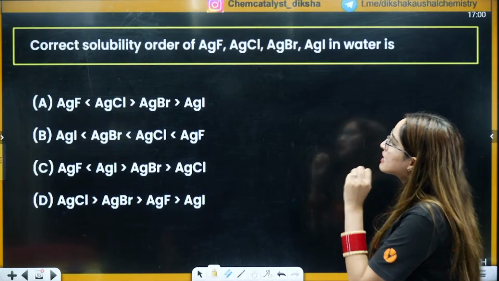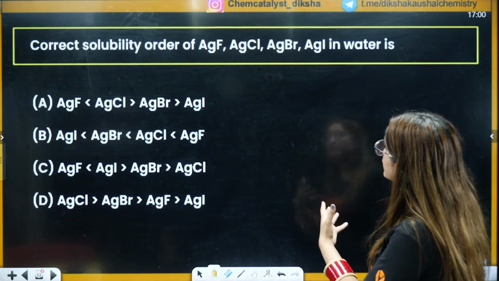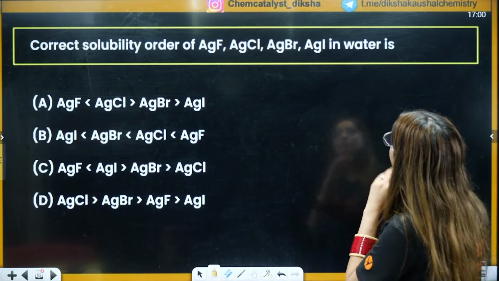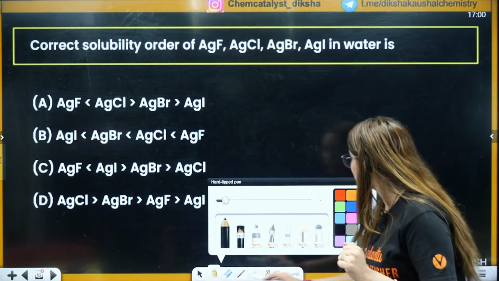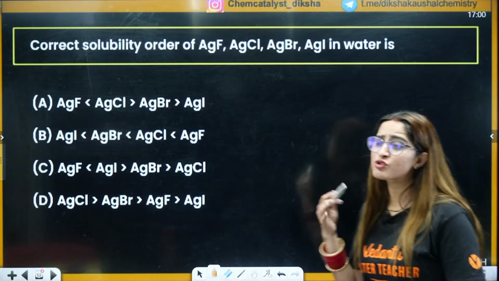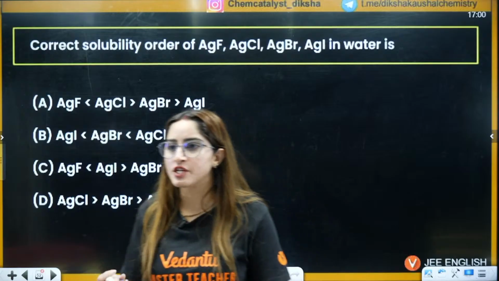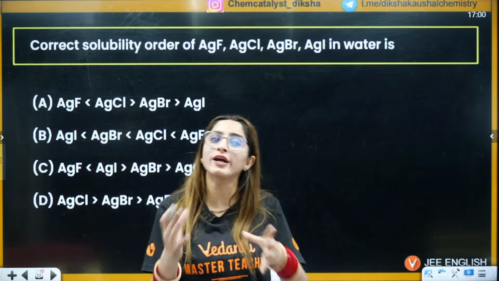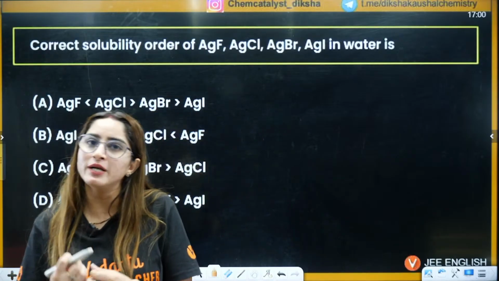Next is, what is the correct solubility order of AgF, AgCl, AgBr, AgI in water? See, solubility means interaction with water. The one which has strong interaction with water, its solubility will be more.